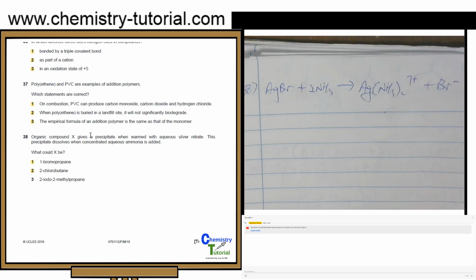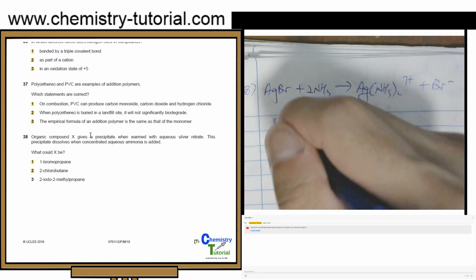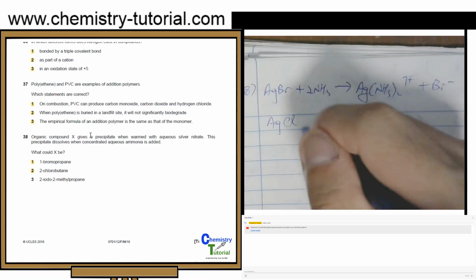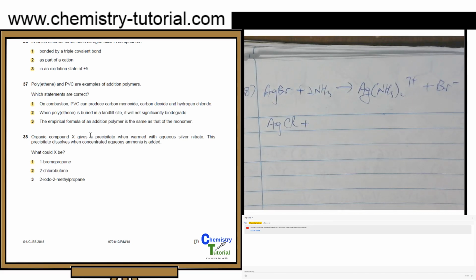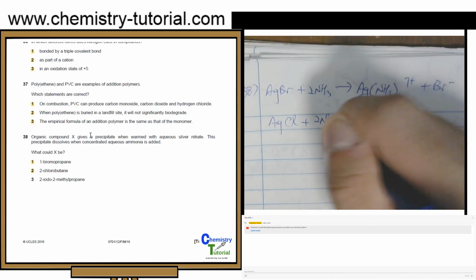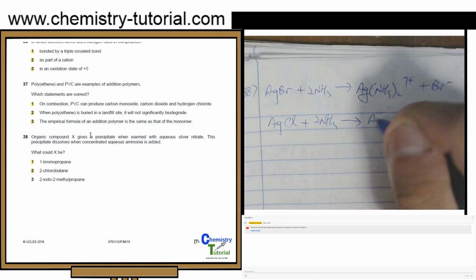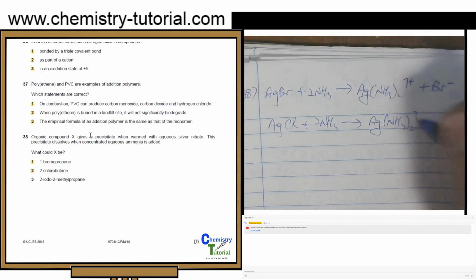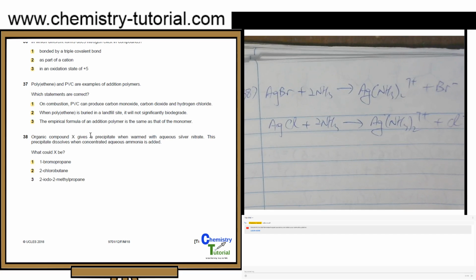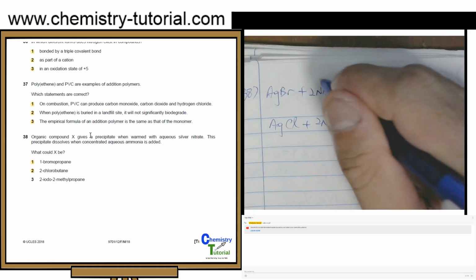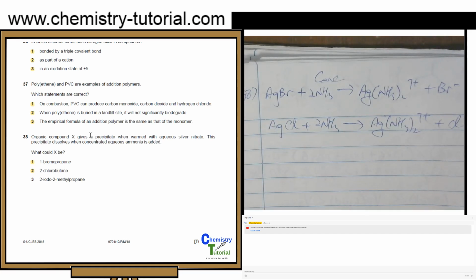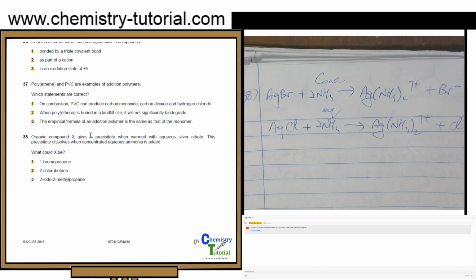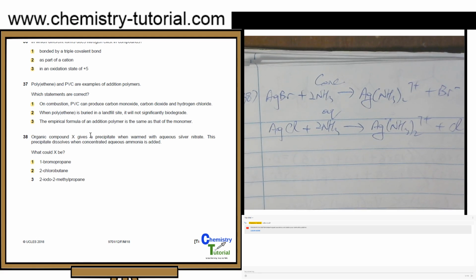Whereas for silver chloride, because 2-chlorobutane can give us chloride ion, we get silver chloride when reacted with silver nitrate, plus 2NH3, same reaction. Same way of writing this equation. We are going to form a complex ion, the diamminesilver. But in this case, chloride ion is generated. But the bromide one requires concentrated ammonia. For AgCl, aqueous is sufficient. If you want to use concentrated, it's even better.